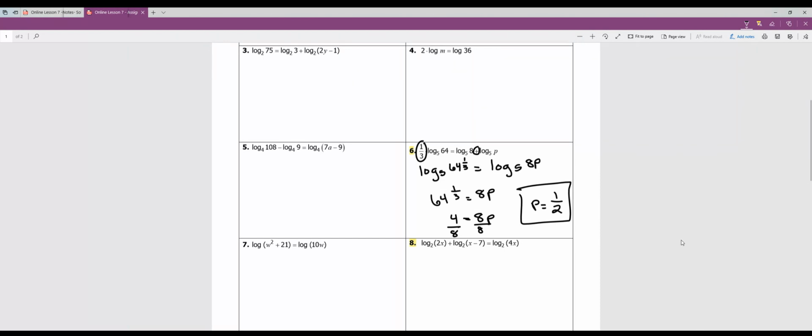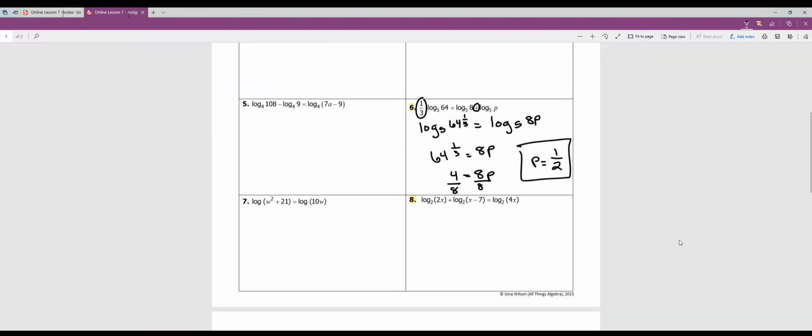Let's look at number 8. Log base 2 of 2x plus log base 2 of x minus 7. So I'm going to condense this, and this is my product property. So I can rewrite this as log base 2 of 2x times x minus 7 equal to log base 2 of 4x. So I can set these two equal to each other with my one-to-one property. And then I'm going to need to distribute that 2x to the x and the minus 7.